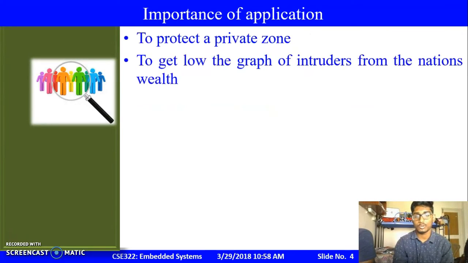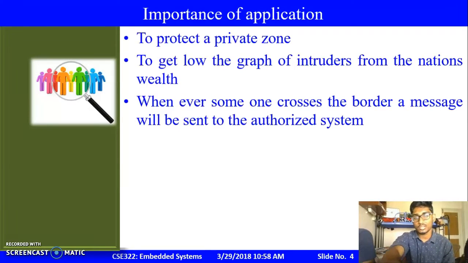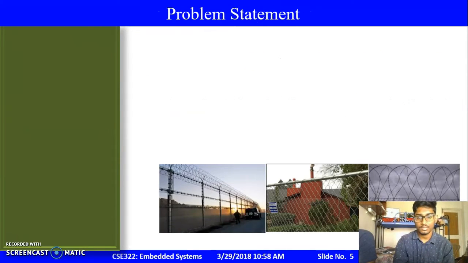Now, these are the importance of the application we're going to build: to protect the private zone and to keep intruders away from the nation's wealth. And when someone crosses, a message will be sent to the authorized system. And here are some pictures of how the fencing will be.